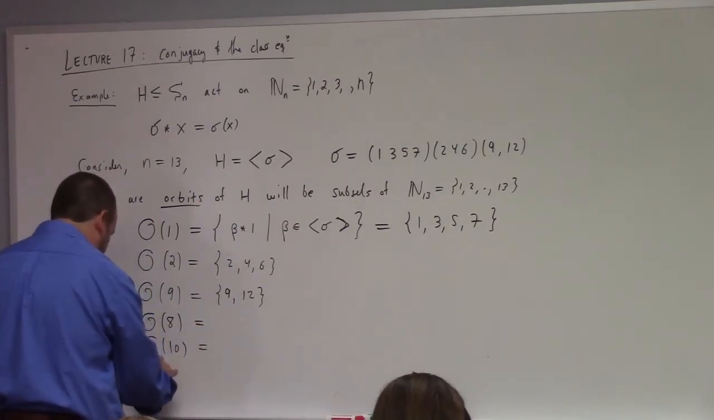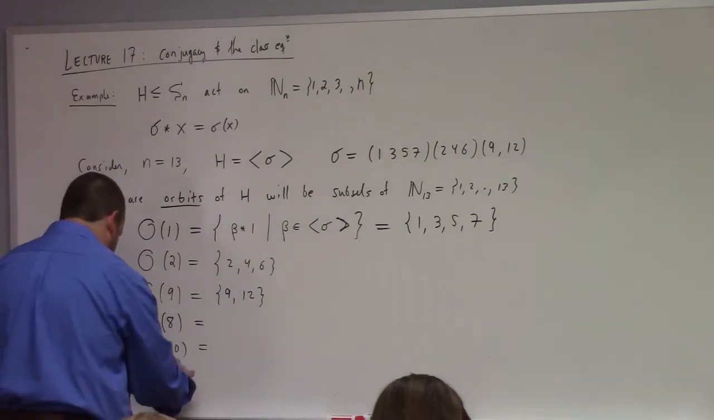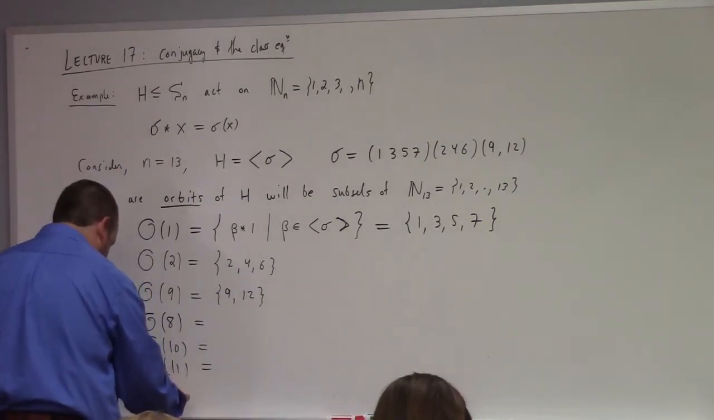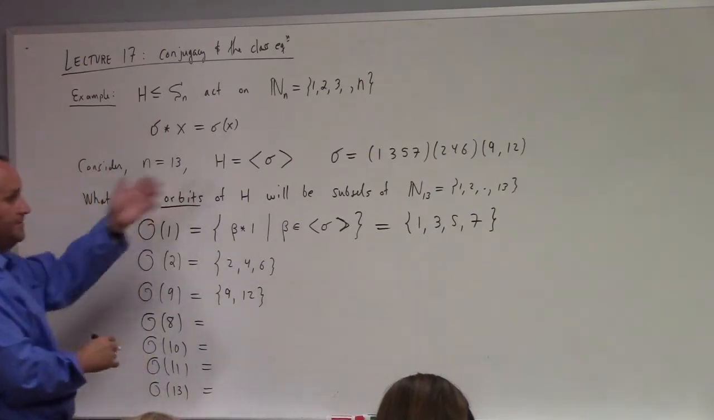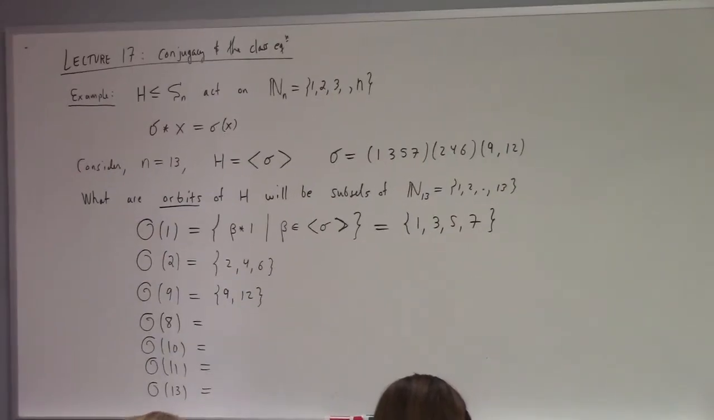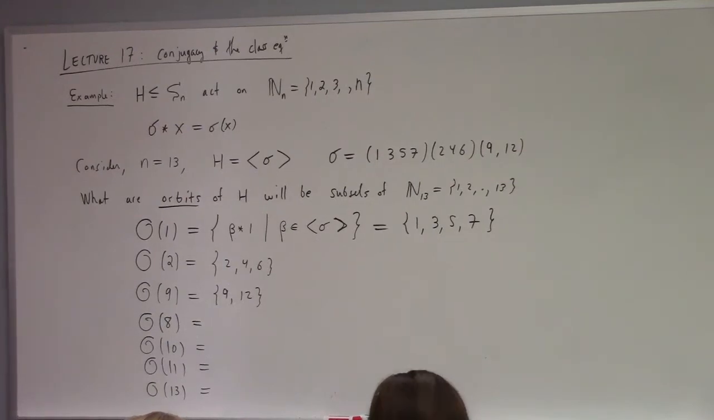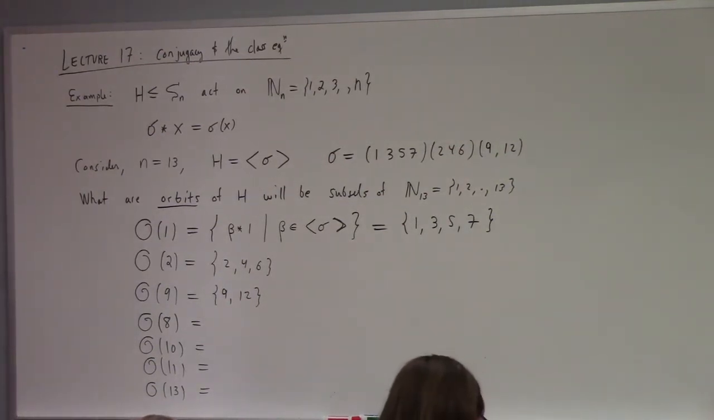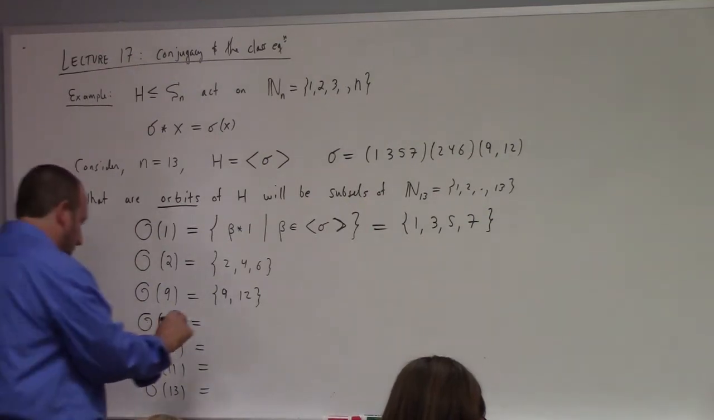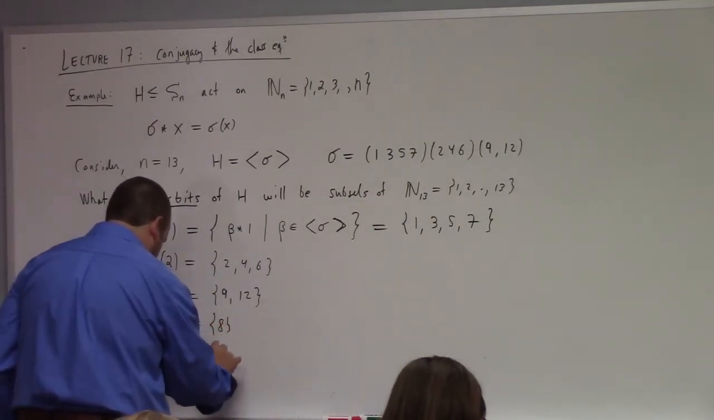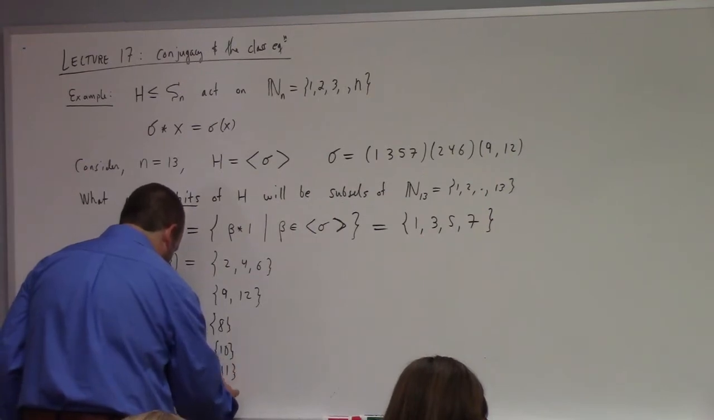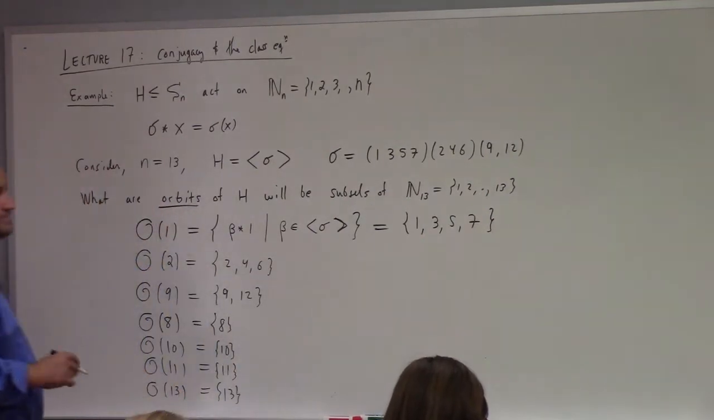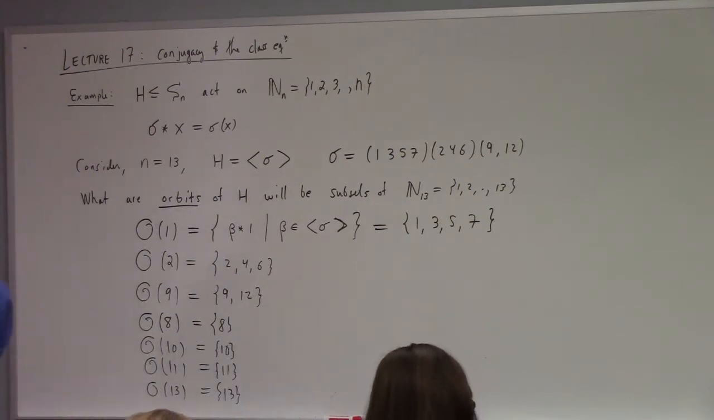What else am I missing? Oh, 11 and 13, yeah. And so all of these are fixed by this permutation and all powers of this permutation, right? Which means that where do they orbit to under this action? They just orbit to themselves, right? They are fixed. So the orbit is just the singleton containing 8, 10, 11, or 13, respectively. So I think that's perhaps an interesting calculation.